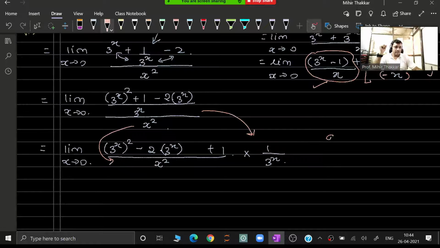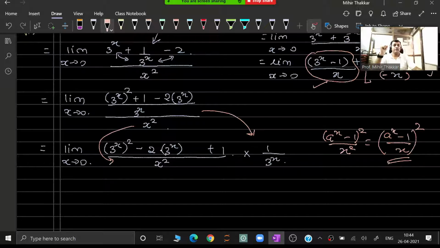The formula required is a raised to x minus 1 upon x. Because the denominator is a square, I require a square in the numerator also, so that ultimately I can write it like this: a raised to x minus 1 upon x the whole square.